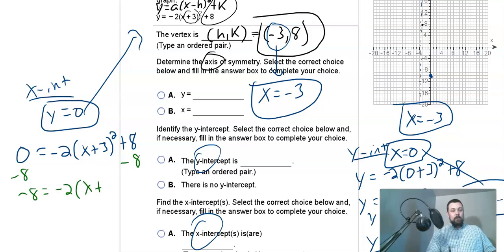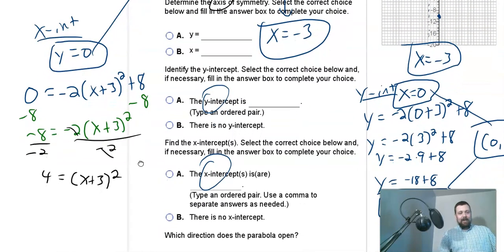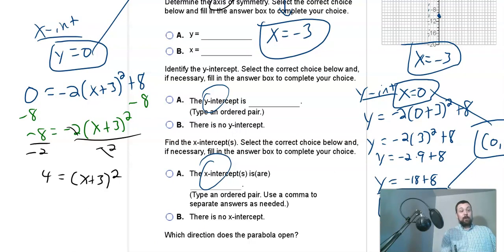All right, there are other ways you could go about solving this, but this is by far the easiest path to take. Just get x by itself. Subtract 8, divide by -2 to cancel out the multiplying by -2. We get 4 equals (x plus 3) squared. Then we will take the square root of both sides to cancel out that power of 2. But when you do that, be careful. You have to do plus or minus.